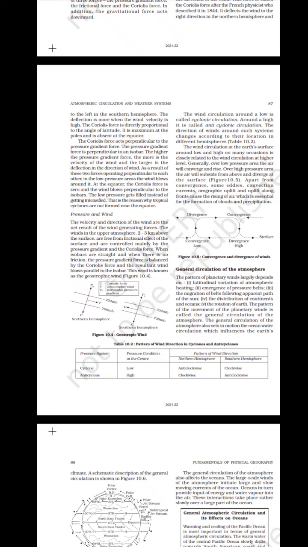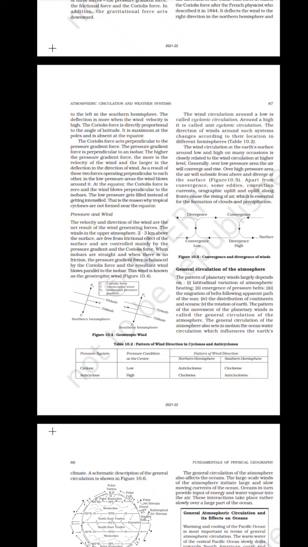The wind circulation at the Earth's surface around low and high on many occasions is closely related to the wind circulation at higher levels. Generally over a low pressure area the air will converge and rise. Over a high pressure area the air will subside from above and diverge at the surface. Apart from convergence, some eddies, convection currents, orographic uplift and uplift along fronts cause the rising of air, which is essential for the formation of clouds and precipitation. Take a look at figure 10.5, convergence and divergence of winds. Divergence, convergence, convergence low, divergence high, surface.